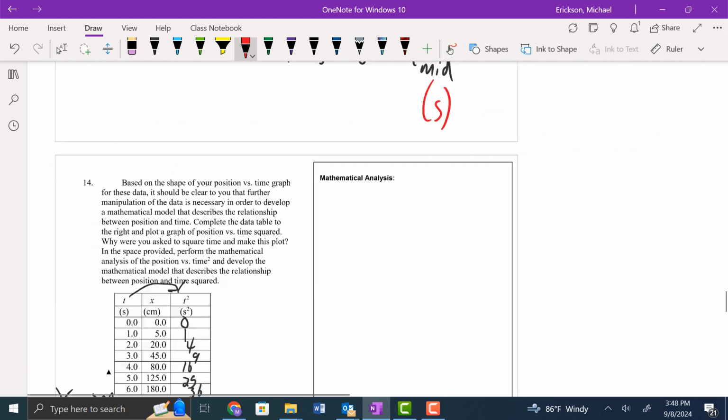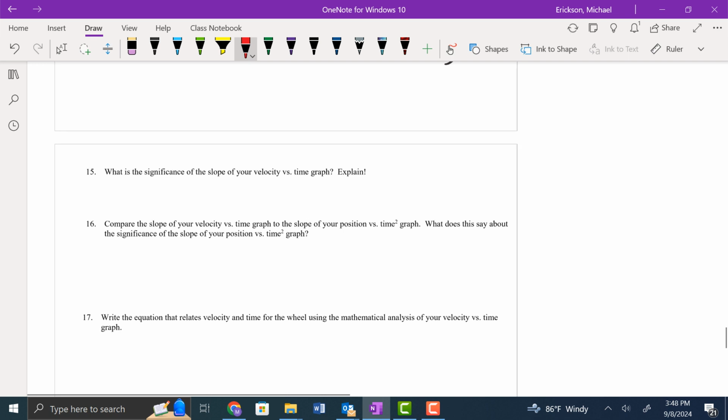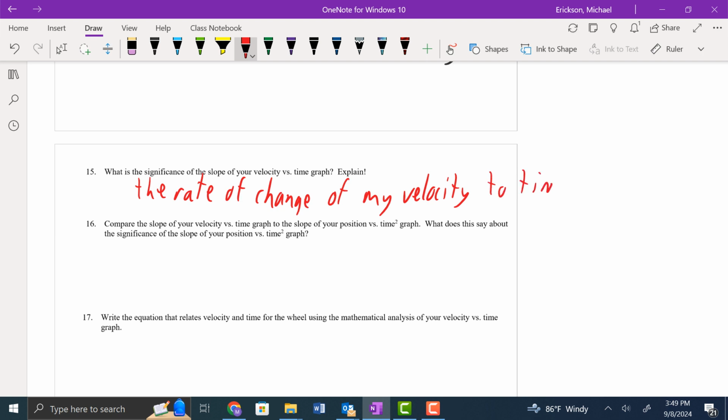All right, so the significance of my slope is the rate of change of my velocity to time. And for every second that passes, my wheel is increasing its speed by 10 centimeters per second. All right, so that's a pretty big concept.